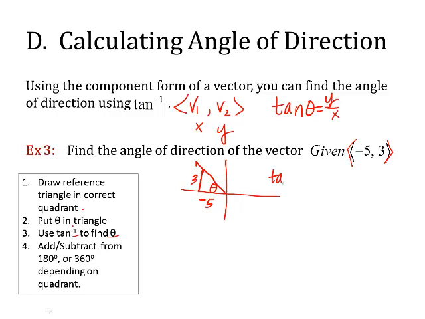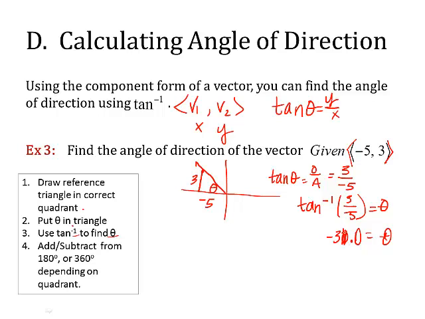Well, the tangent of theta is always the opposite over the adjacent, right? Well, opposite is 3, adjacent is negative 5. Now, I don't want the tangent of theta, I want theta. So I'm going to take the inverse tangent of 3 over negative 5, and that will give me my theta. When I do that, I get an angle that says negative 30 point, or do negative 31.0, okay? So that is my angle.